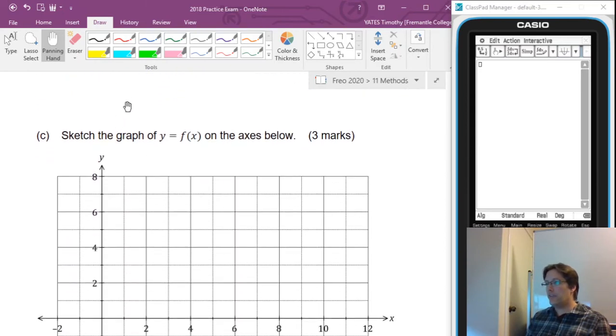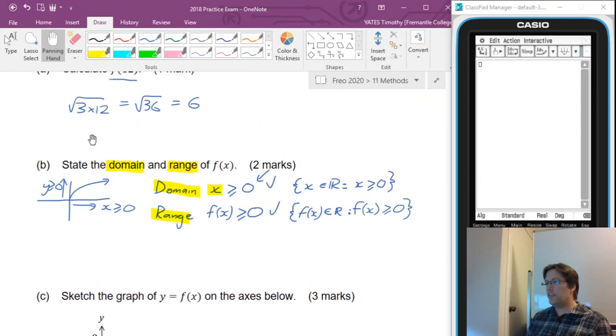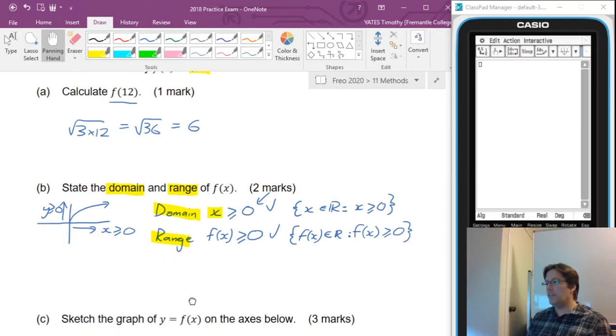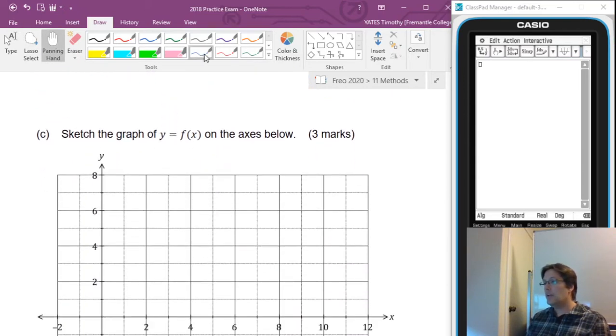Now we want to sketch the graph. I've already sort of sketched it here, but we've got some points. When x is 12, f of x is 6. So let's put that here. This is a known point, so that's going to be one of our points.